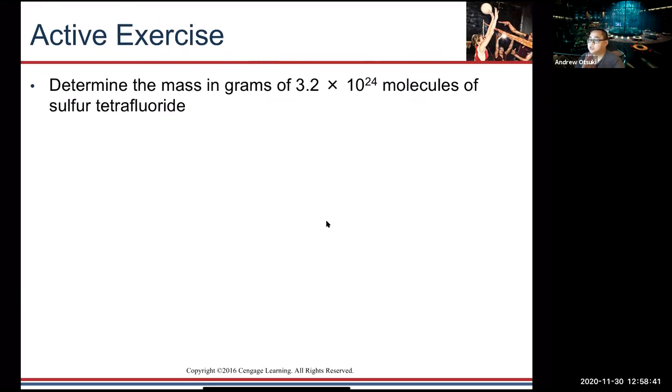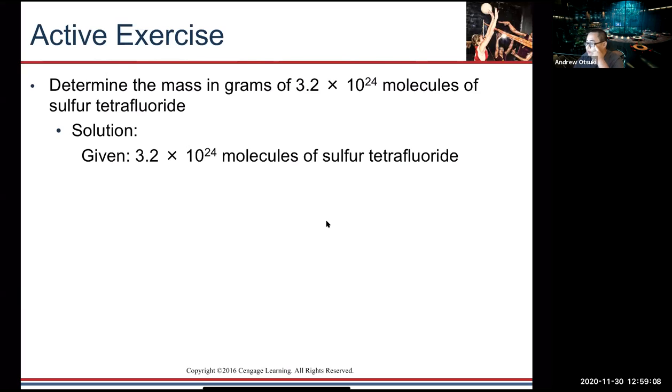Okay. All right. So determine the mass in grams of 3.2 times 10 to the 24 molecules of sulfur tetrafluoride. Okay, so let's figure out the chemical formula. We're given 3.2 times 10 to the 24 molecules, and we want grams. But instead of talking about the formula first, let's see what we want. Grams, right? So we start out with molecules. We need to get to grams. And the way we do that is we go from molecules, use Avogadro's number to get back to moles. Then from moles, use the molar mass of sulfur tetrafluoride to get the grams.